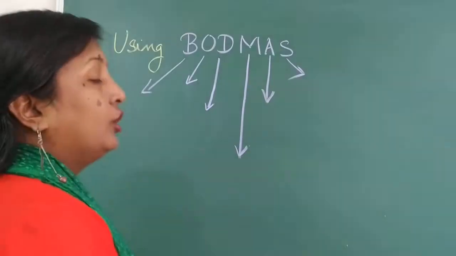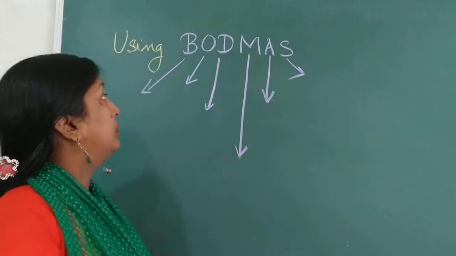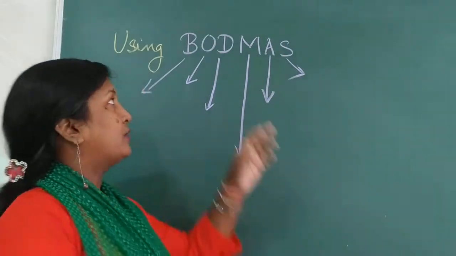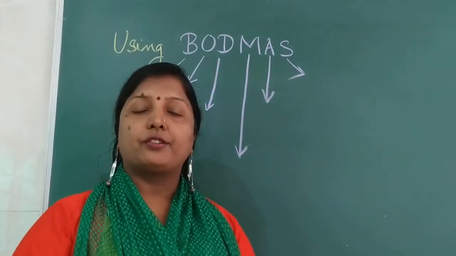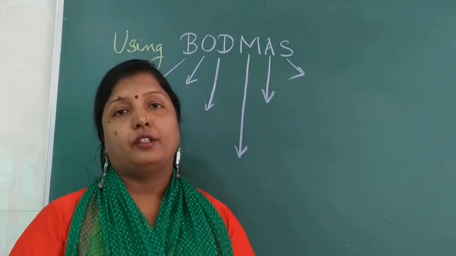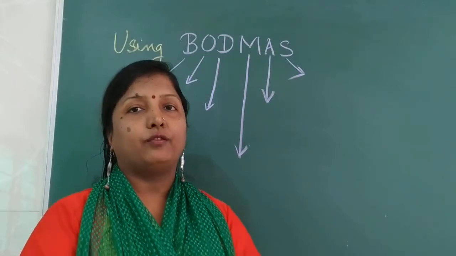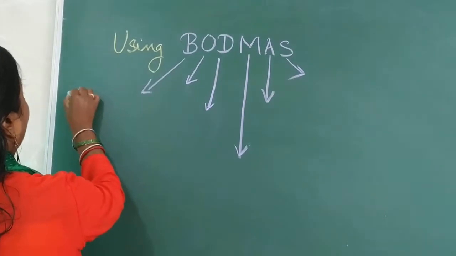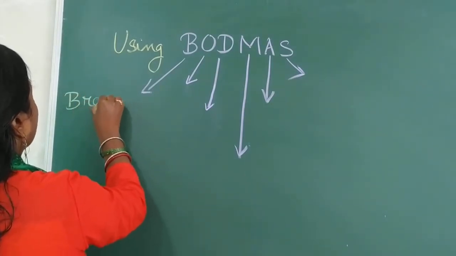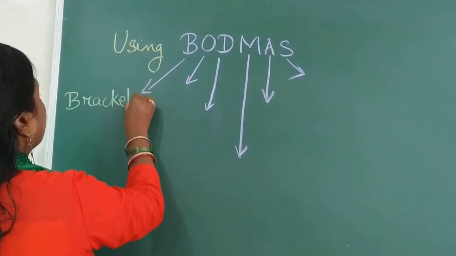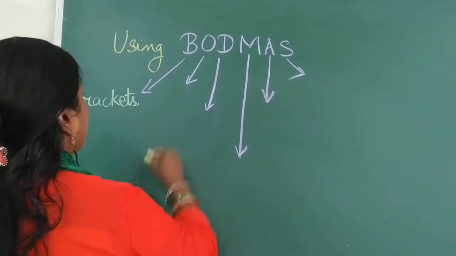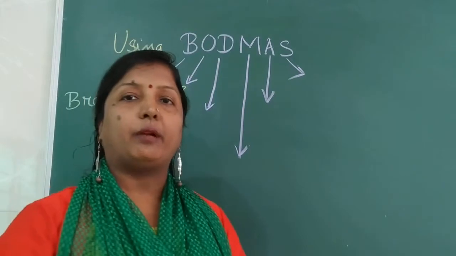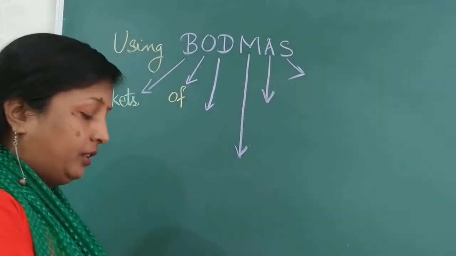So, using the Bodmas rule. What is this Bodmas? As you can see, all are in capital letters. They are abbreviations. Each and every letter has a full form. Let us see what they are. The B stands for brackets. The O stands for of. Of is also an operator which is just like multiplication. I will be coming to it.